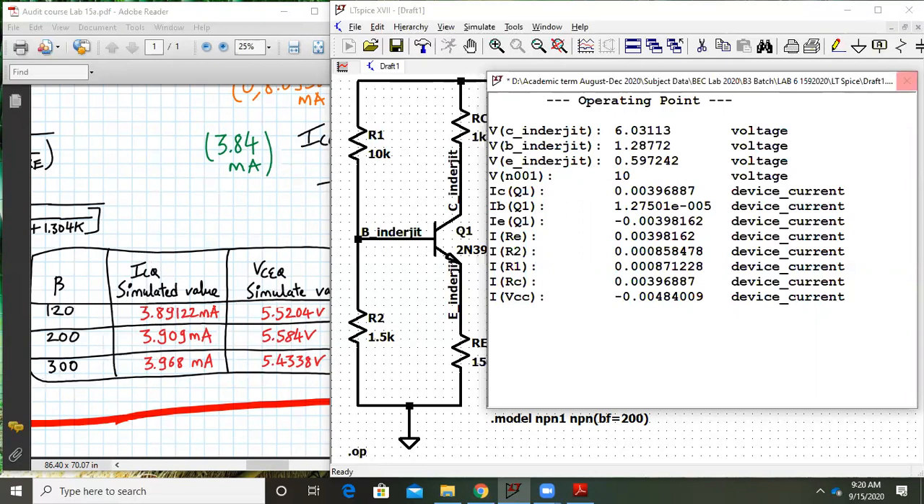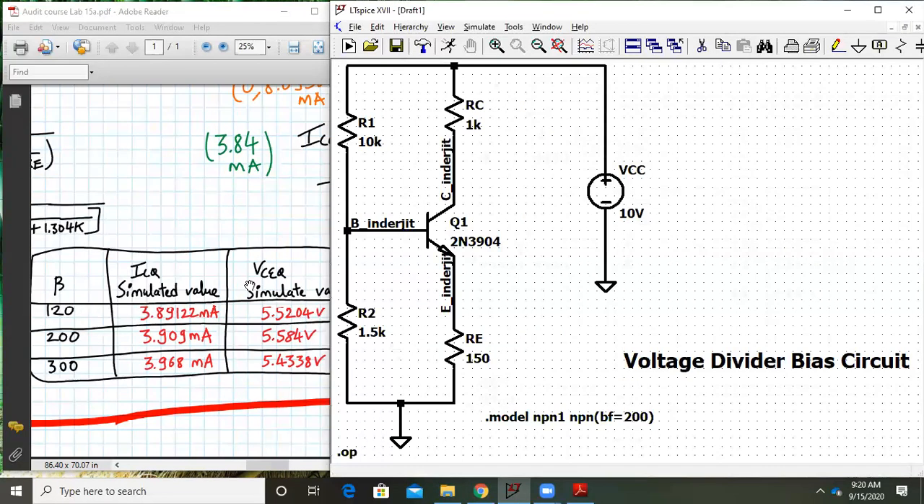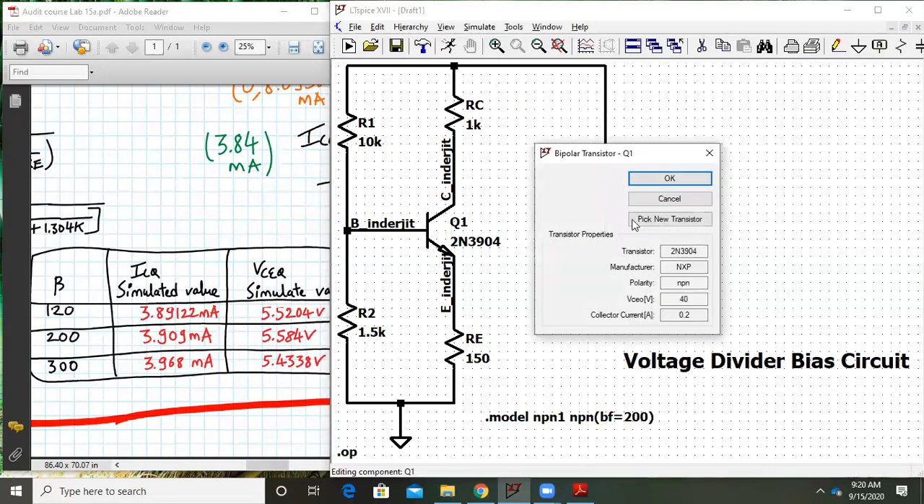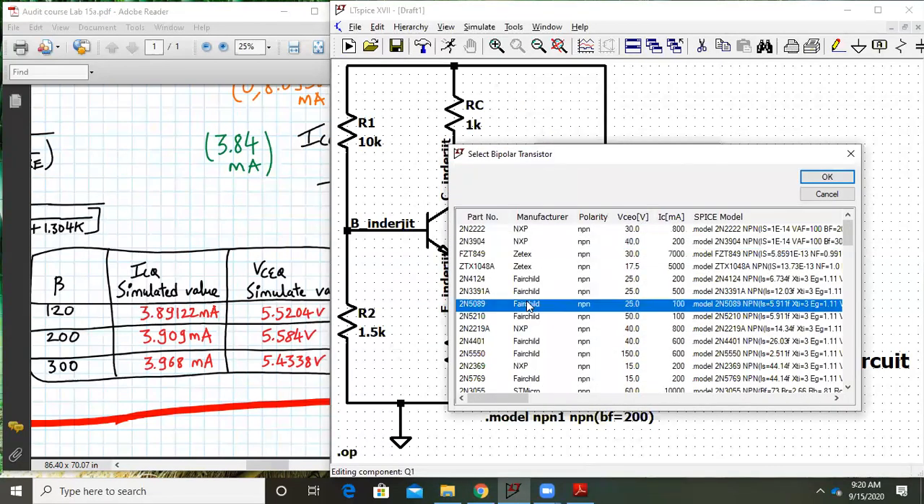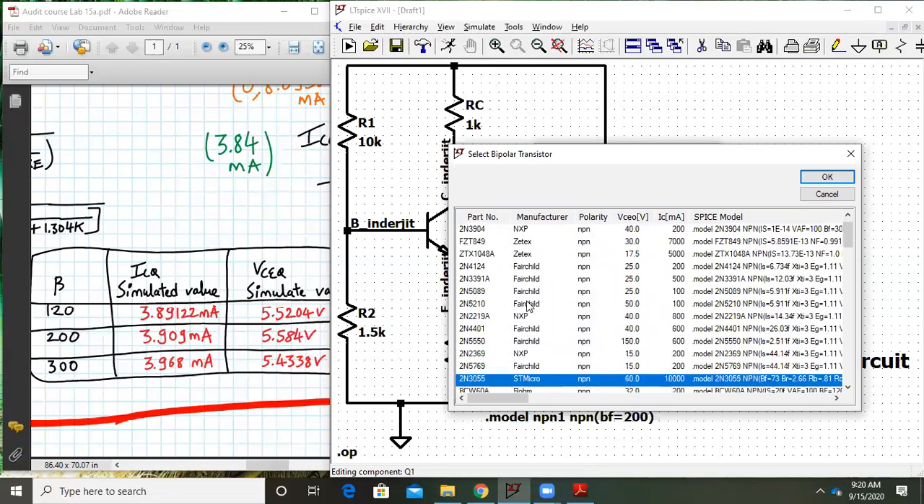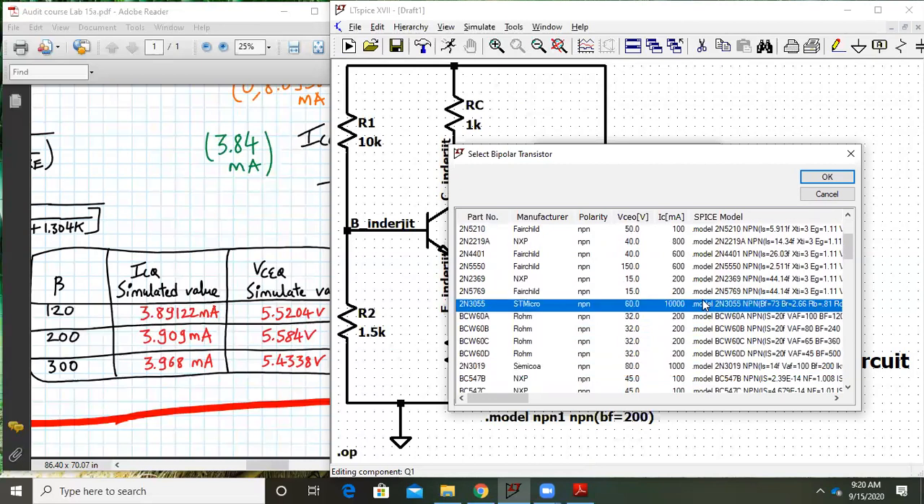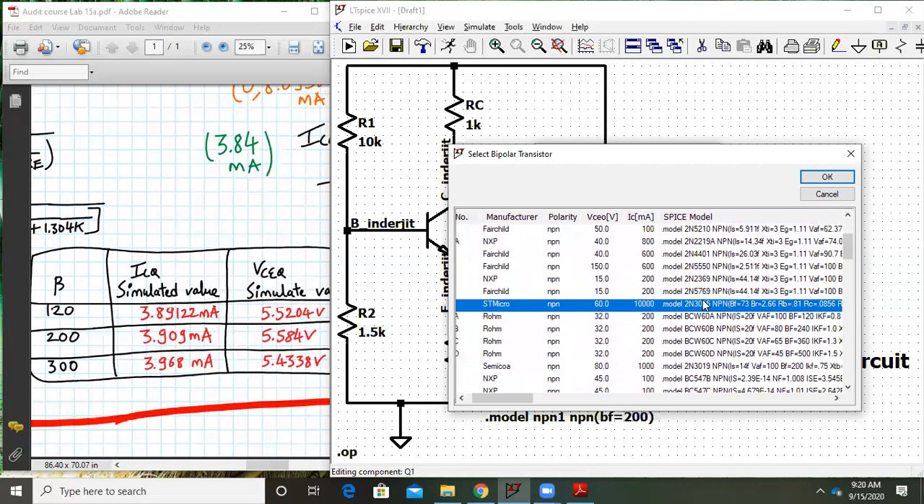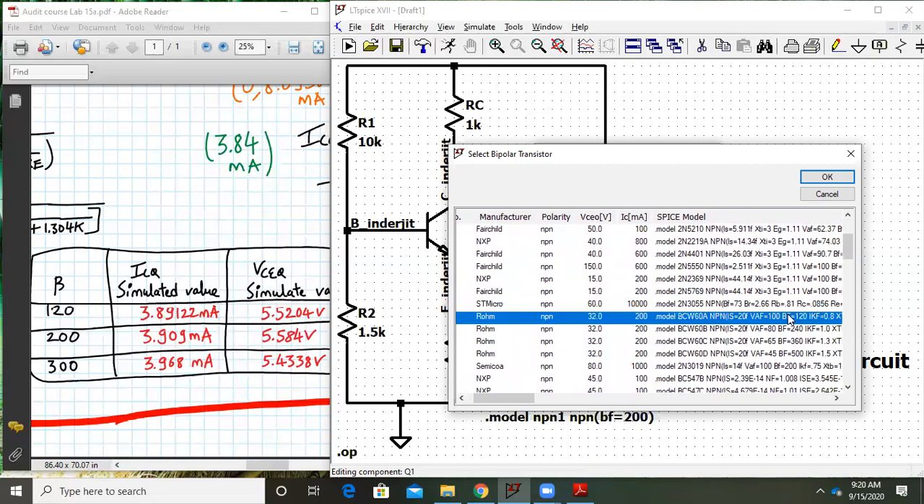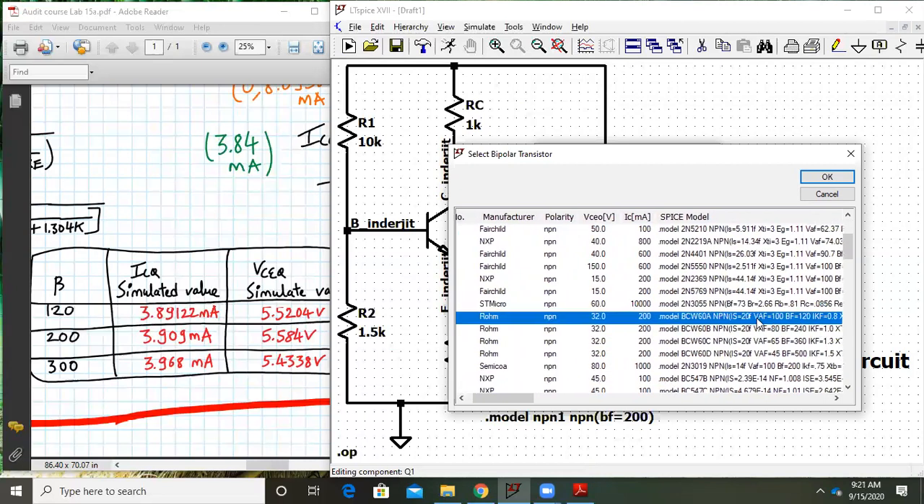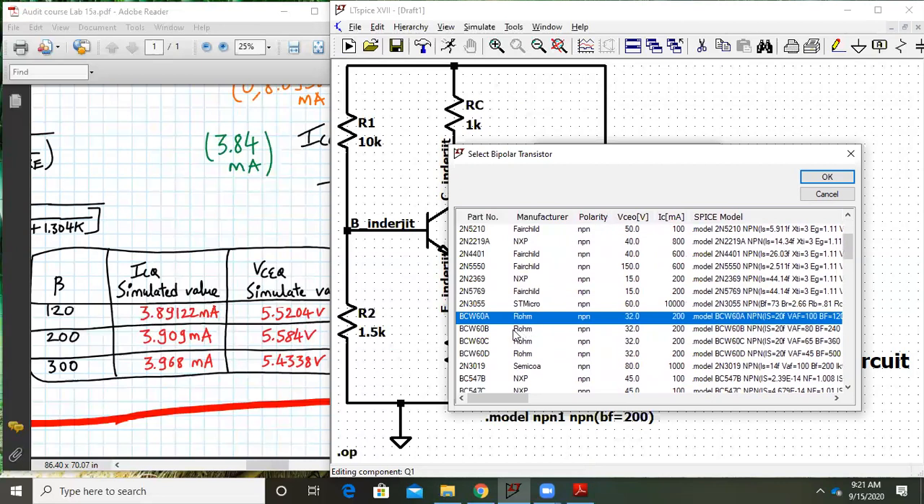Now let's check it for 120. So again, we right click on the transistor, pick a new transistor, and search for a transistor having a beta value of 120. Let's search it over here. Yeah, we got it. Beta value as 120. So this is the transistor BCW660A, and we click on OK.